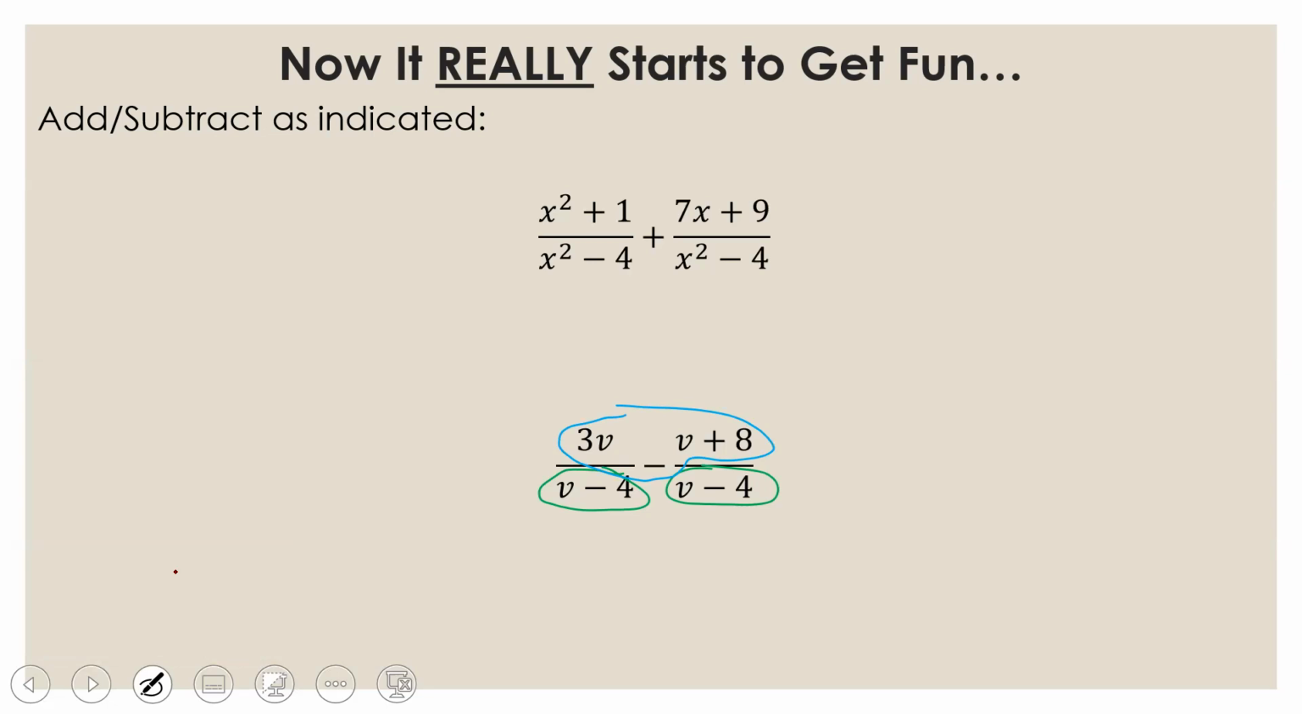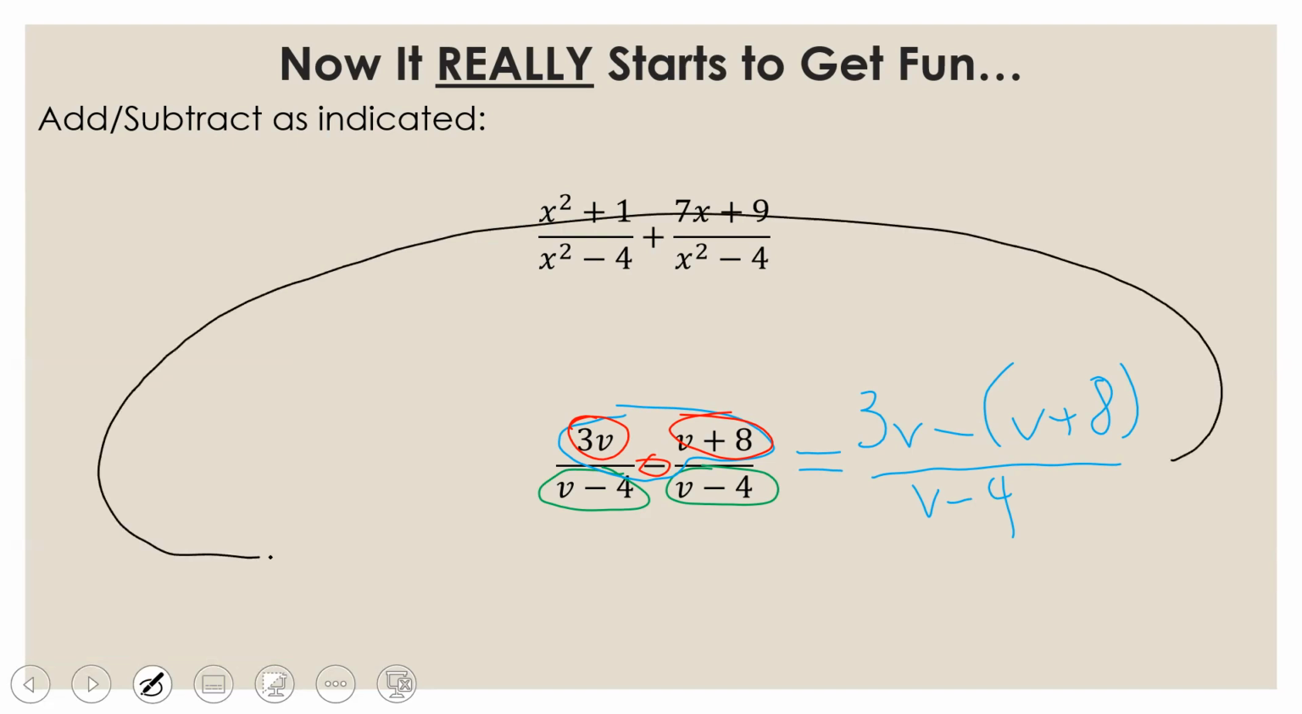Now, when we do this, we need to be very careful because it's going to be the first numerator minus the second one. So this minus this. And so when we go to write the next step, we need to make sure that we do that. So we'll have 3v minus, I'm going to use parentheses so that I'm subtracting the entire numerator of the second one. And then, of course, all over our denominator, v minus 4.